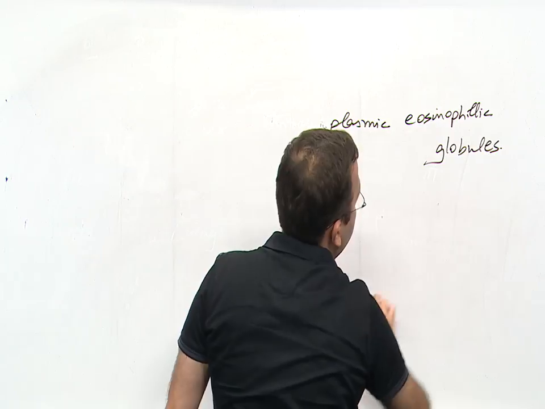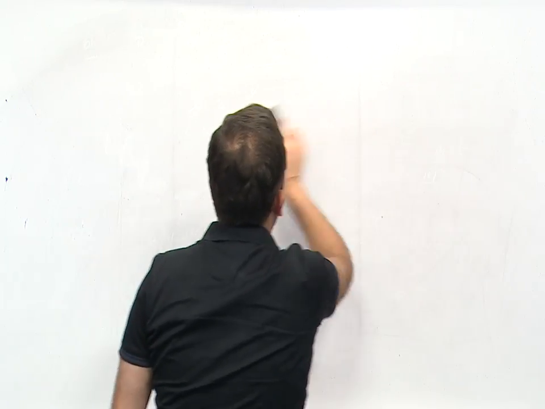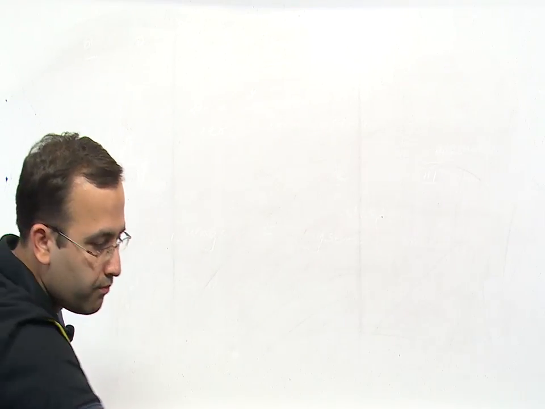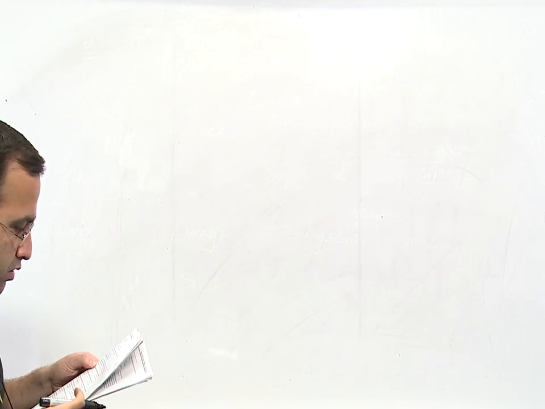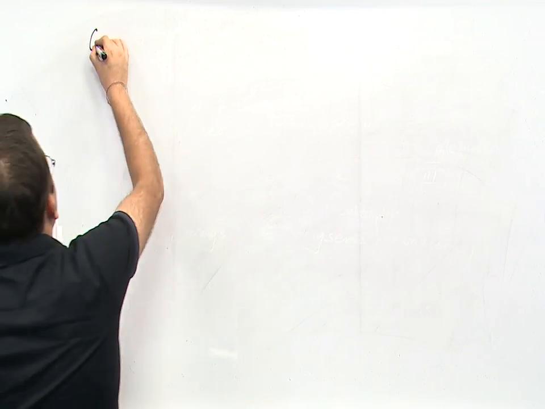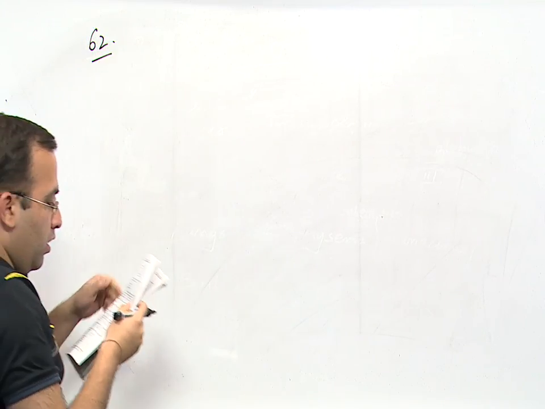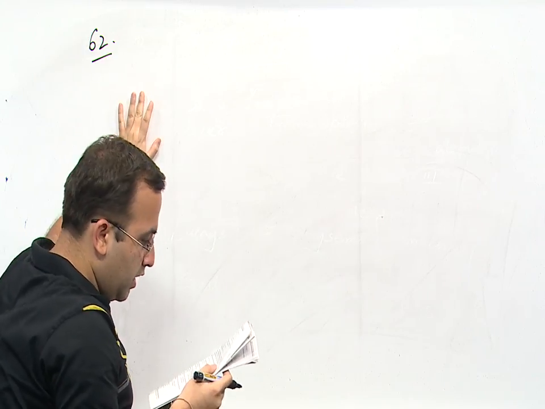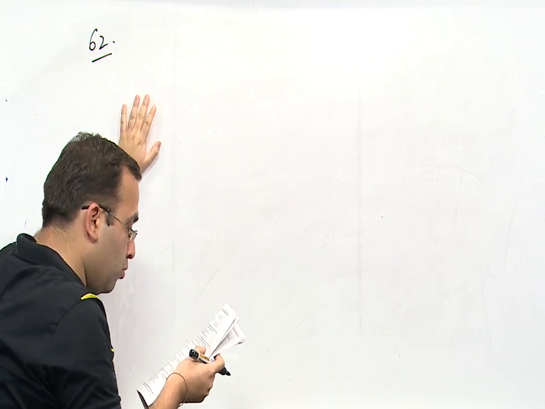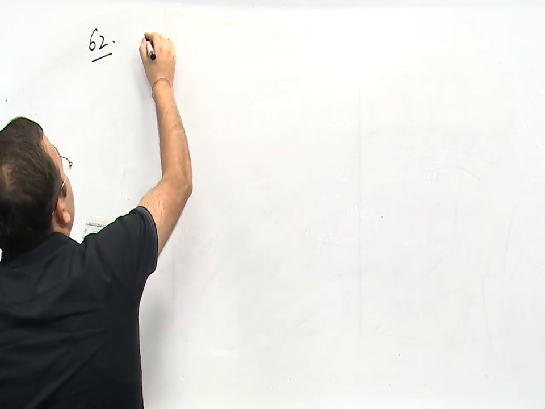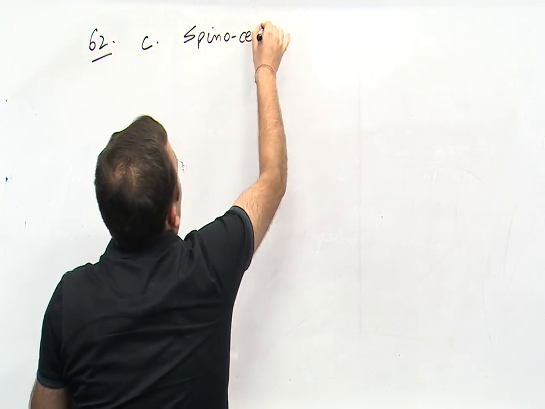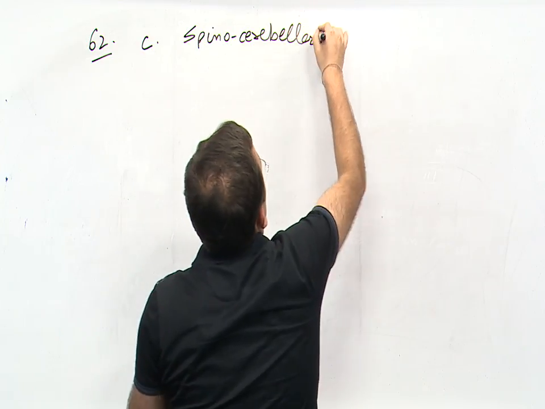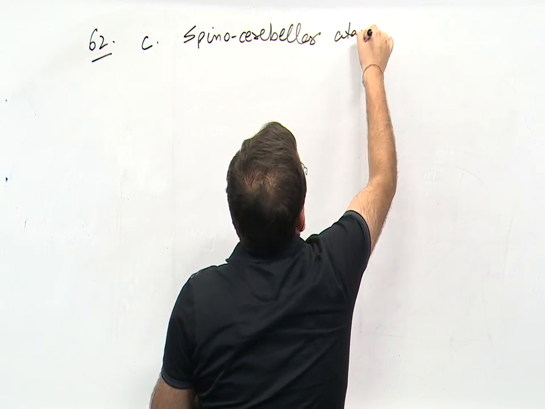Next, this gets us to the next question: all of the following are associated with trinucleotide repeats in the non-coding region except spinocerebellar ataxia.